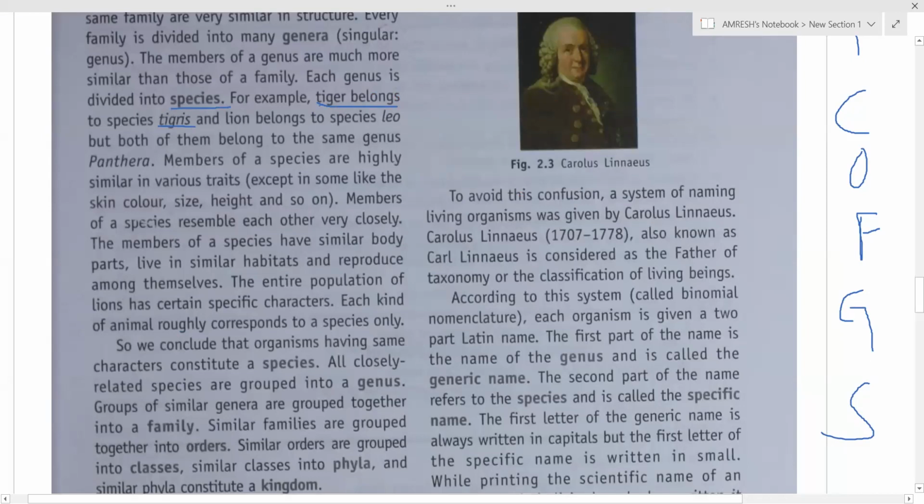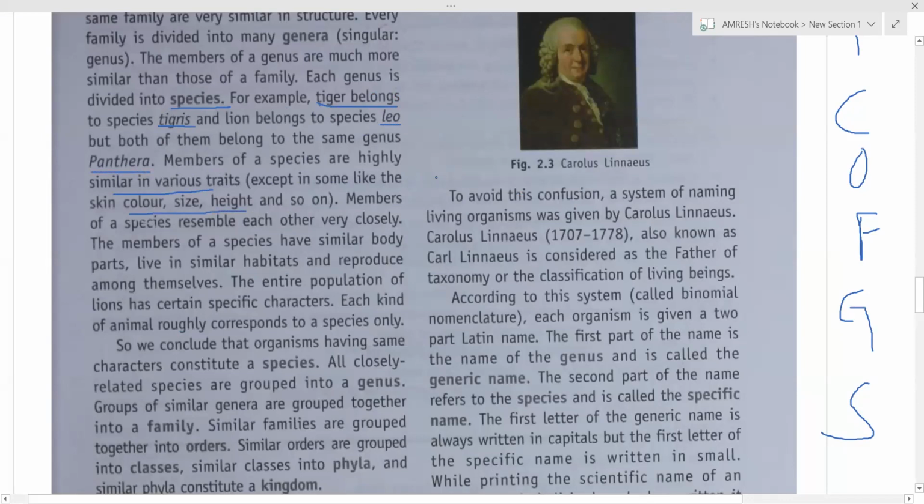Lion belongs to species Leo, but both have the same genus Panthera. The scientific name of tiger is Panthera tigris and the scientific name of lion is Panthera leo. Members of the species are highly similar in various traits, except in skin color, size, height, and so on.